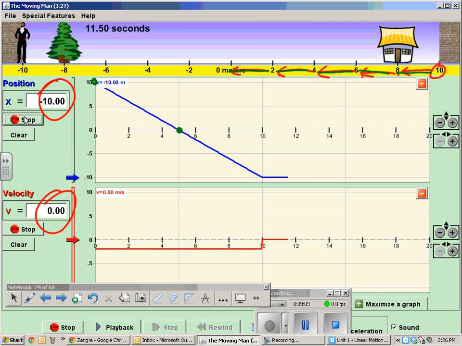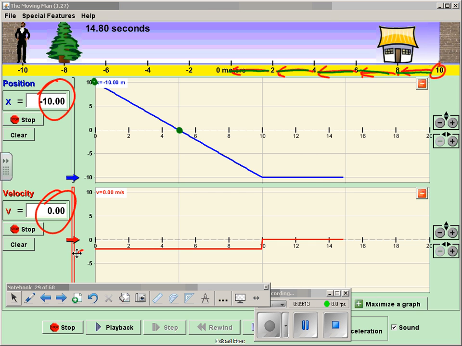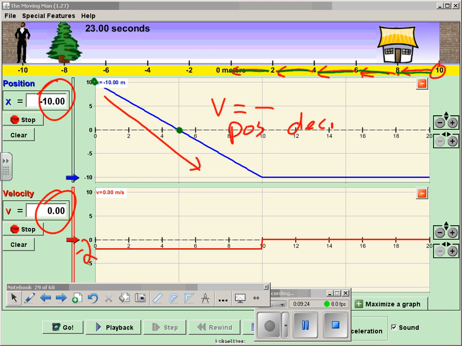All right, there we go. And check it out. Velocity is -2. The graph went down because the velocity is a negative number. The position is decreasing, so it slopes down. Notice after he stops moving, the position stays constant.